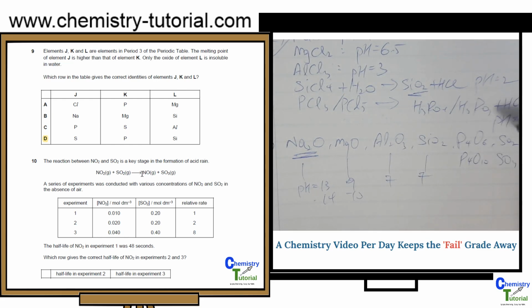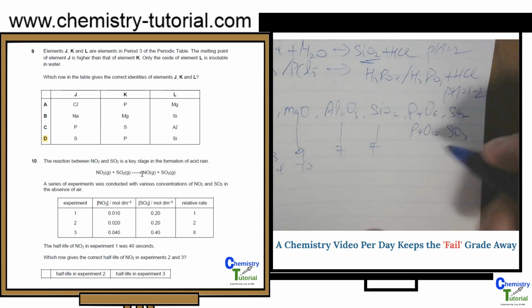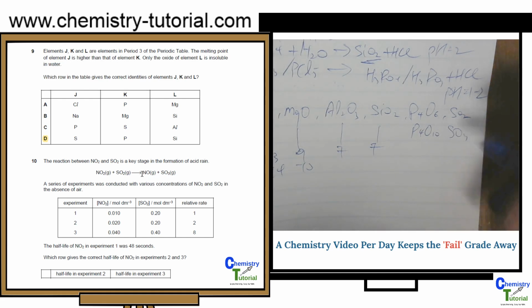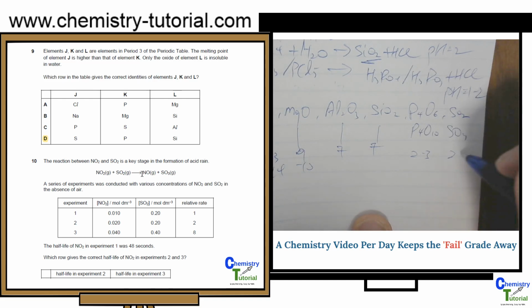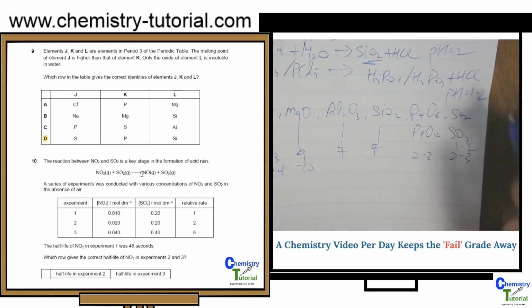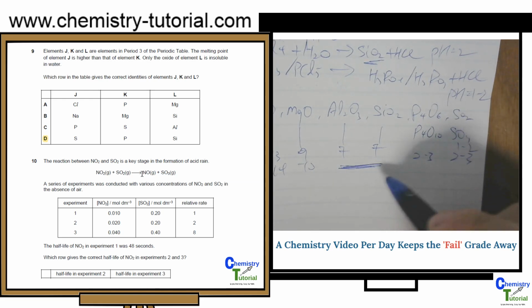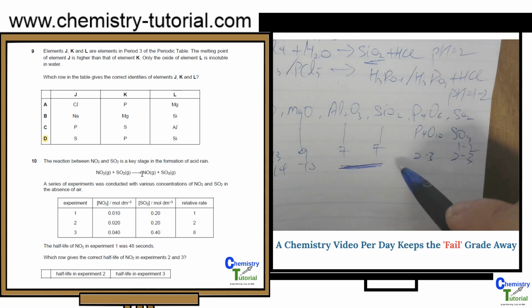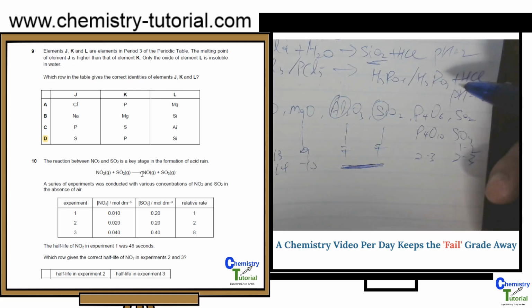SiO2 as well, pH 7. They are not soluble in water. P4O6 and P4O10 will give you acids such as phosphoric acid, H3PO4, H3PO3. So it gives you around pH 1 to 2 or 2 to 3. Okay, so you notice that only your Al2O3 and SiO2 cannot dissolve in water. Therefore, L itself must be either aluminium or silicon.